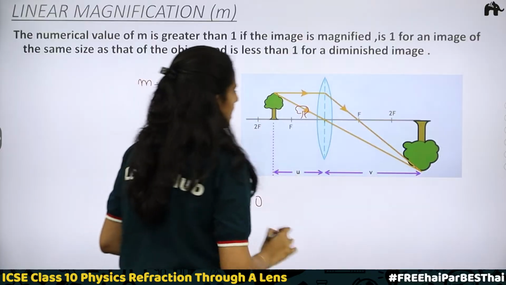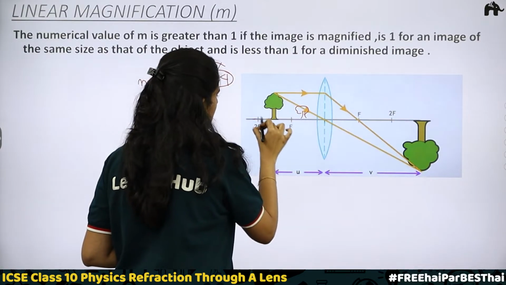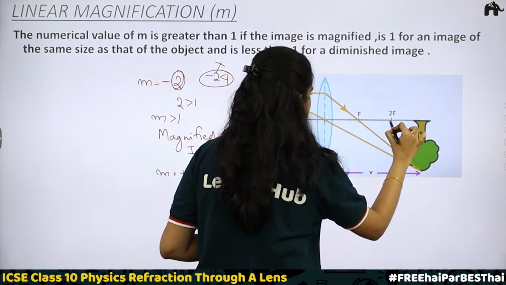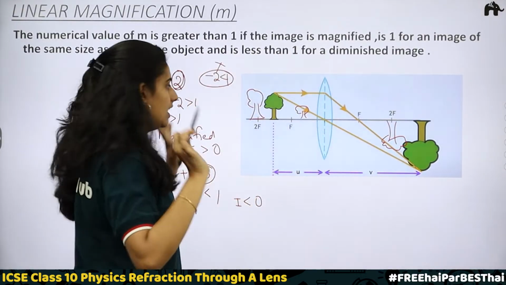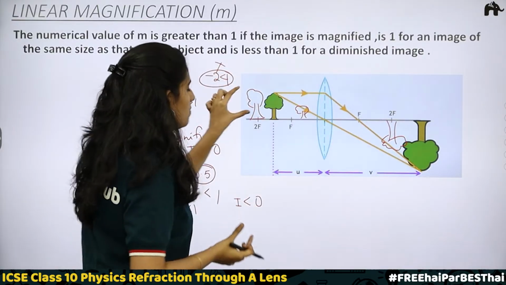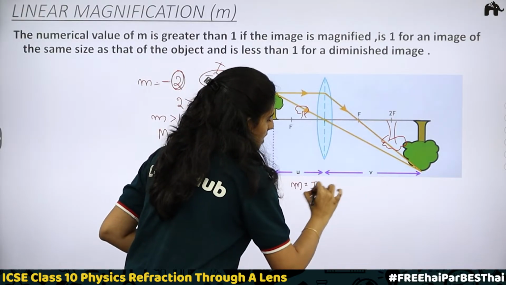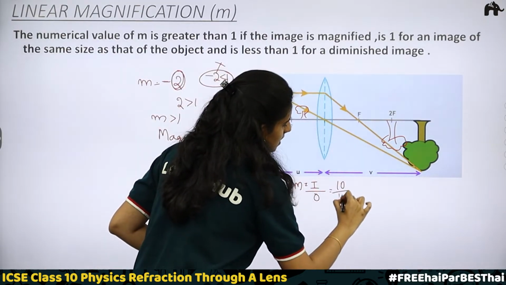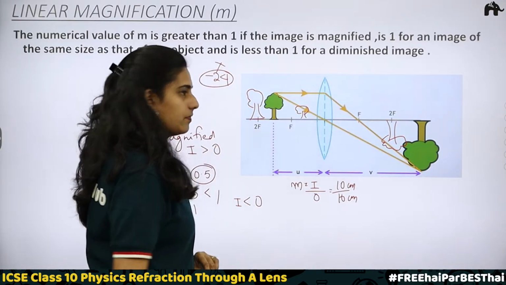Now, consider another case. Let's say the image was formed here, and here we had the object. This is your tree, and the image is formed here. In that case, you can see the object and image are of the same size. If the object and image are of the same size, we know magnification is image height divided by object height. Let's say both of these are 10 centimeter.